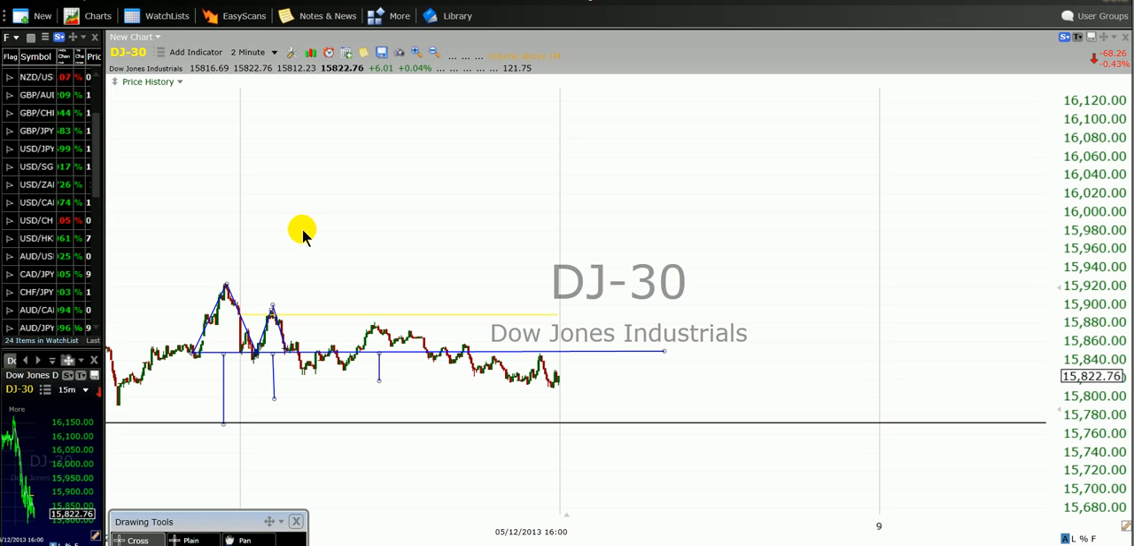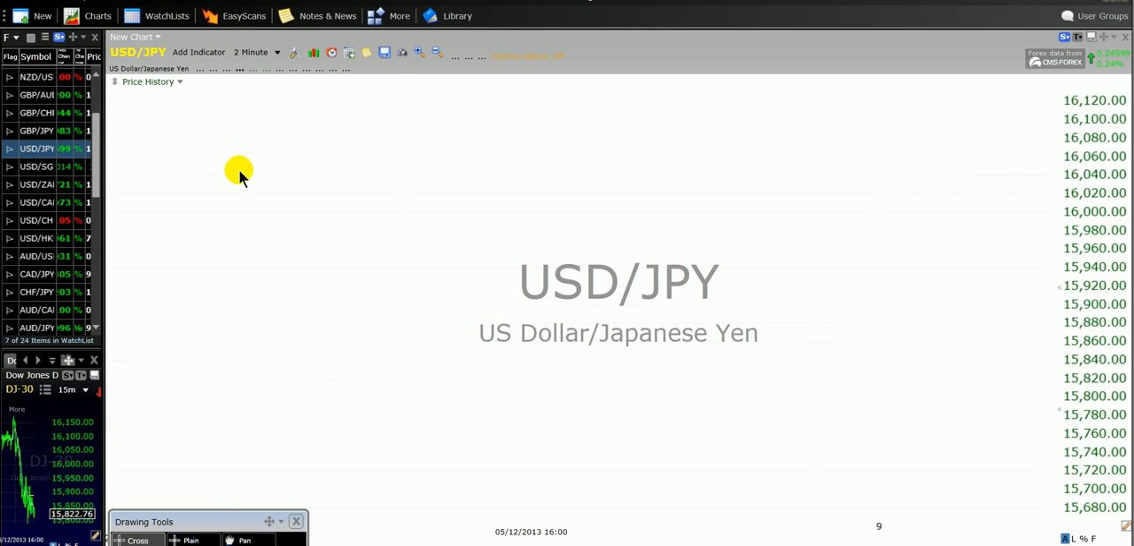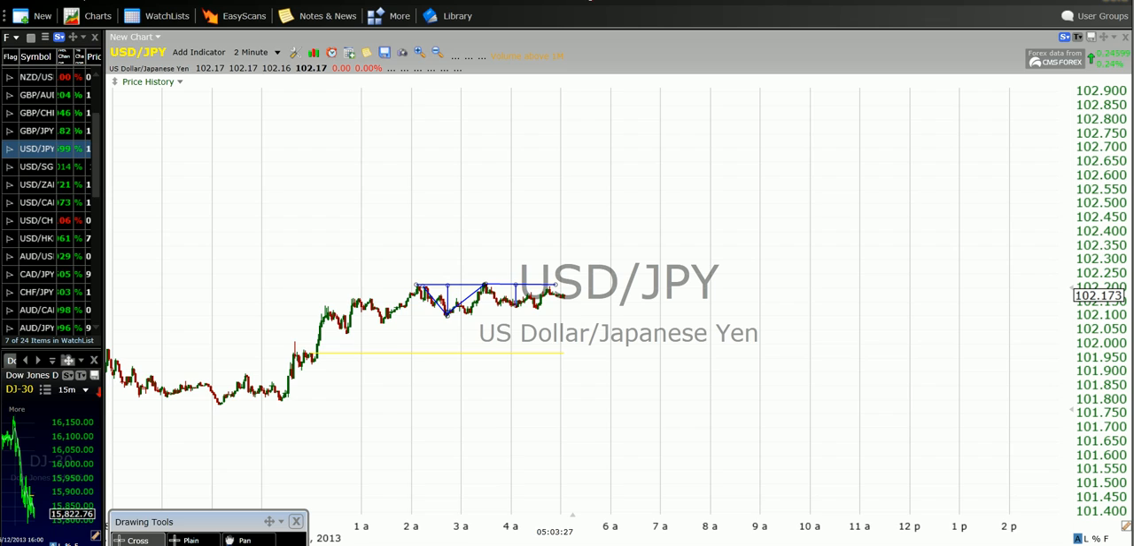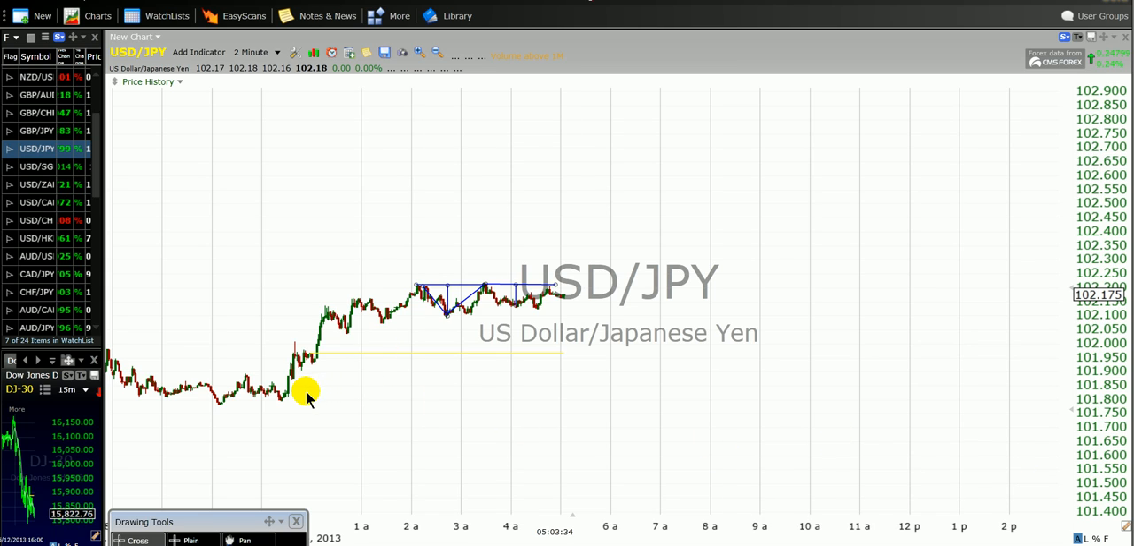It makes sense. The third financial instrument is the dollar yen. Let's move on very fast. Dollar yen. We got how many more minutes? 4 minutes. Let's stick to our time. Let's go fast. Again, I have my drawing already on the chart.